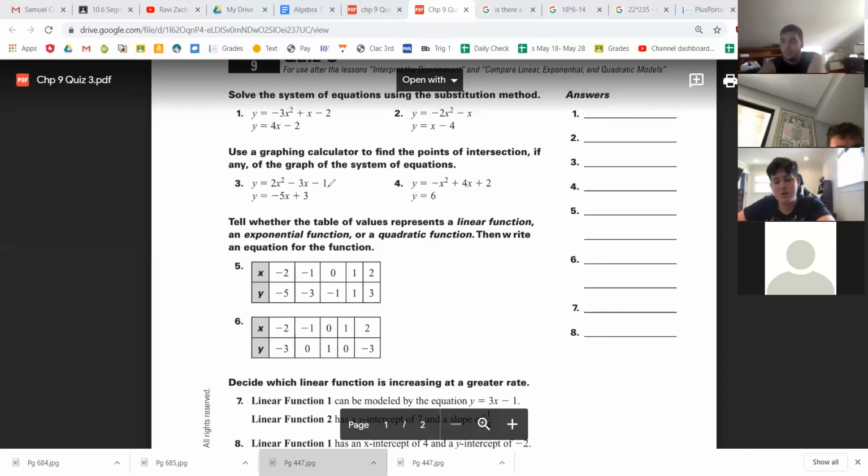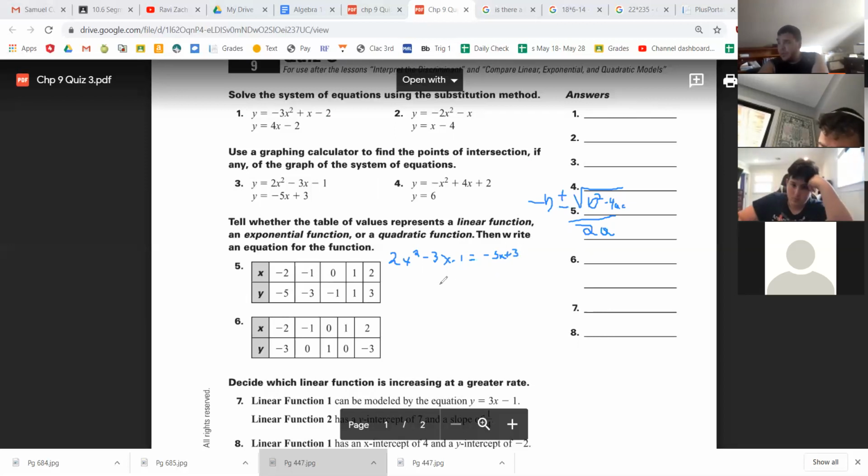What's the quadratic equation? Negative b plus or minus the square root of b squared minus 4ac, all over 2a. Again, there's no thinking when you use it. You just plug in and solve. It's like a machine. All right. So number 3, before we even start, we have to set it equal to 0. Before we set it equal to 0, we gotta set it equal to each other. So 2x squared minus 3x minus 1 equals negative 5x plus 3.